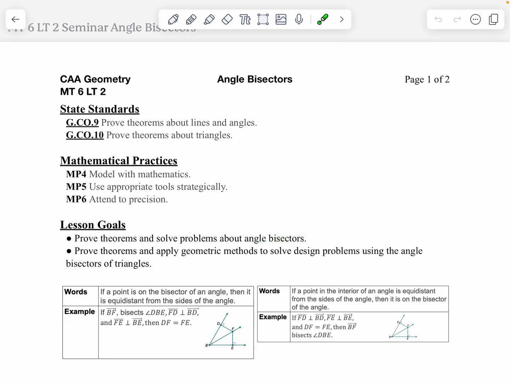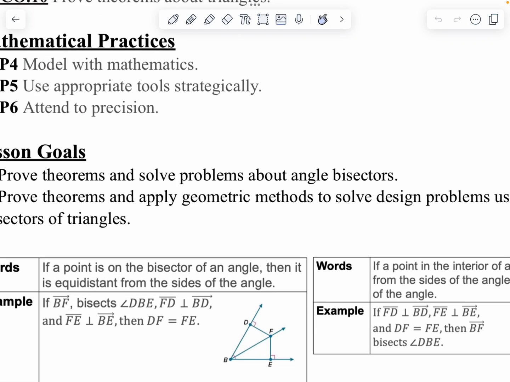We did perpendicular bisectors in the previous lesson. Now we're going to look at angle bisectors, and we're going to prove theorems and apply geometric methods to solve design problems using angle bisectors. Now, we have two theorems we're going to look at here. Let me make this bigger for us.